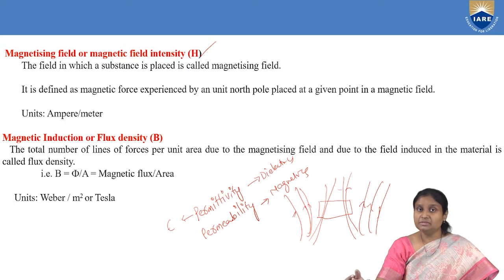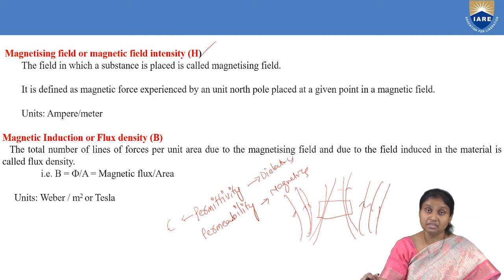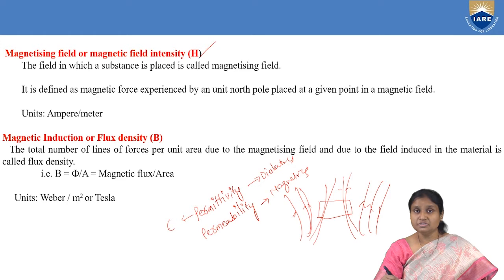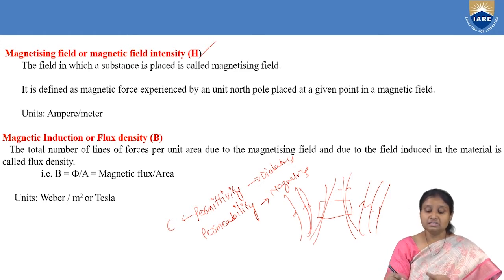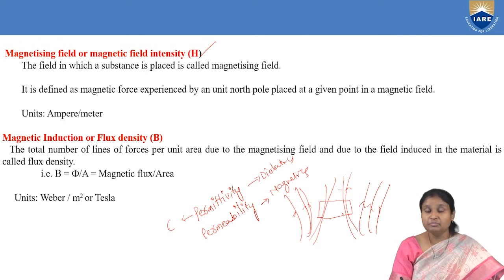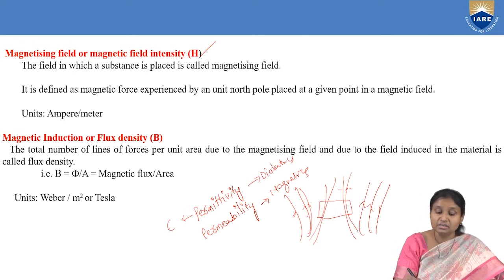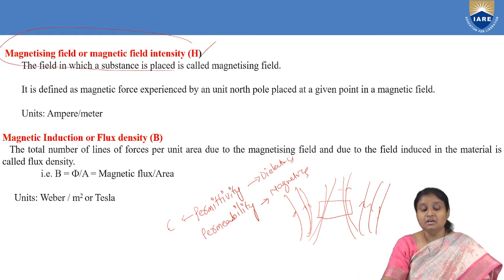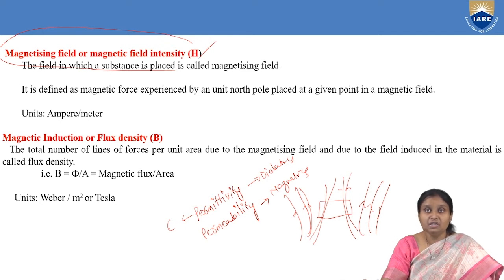Whereas if we take paramagnetic material, there we have small penetration of magnetic lines of force. When we go for strong magnetic materials like ferromagnets, we have large penetration. So depending upon what type of magnetic material we select, the penetration of magnetic lines of force will change. The field in which our material to be magnetized is placed, instead of calling it the externally applied magnetic field, we call it the magnetizing field or magnetic field intensity, which is given by H.